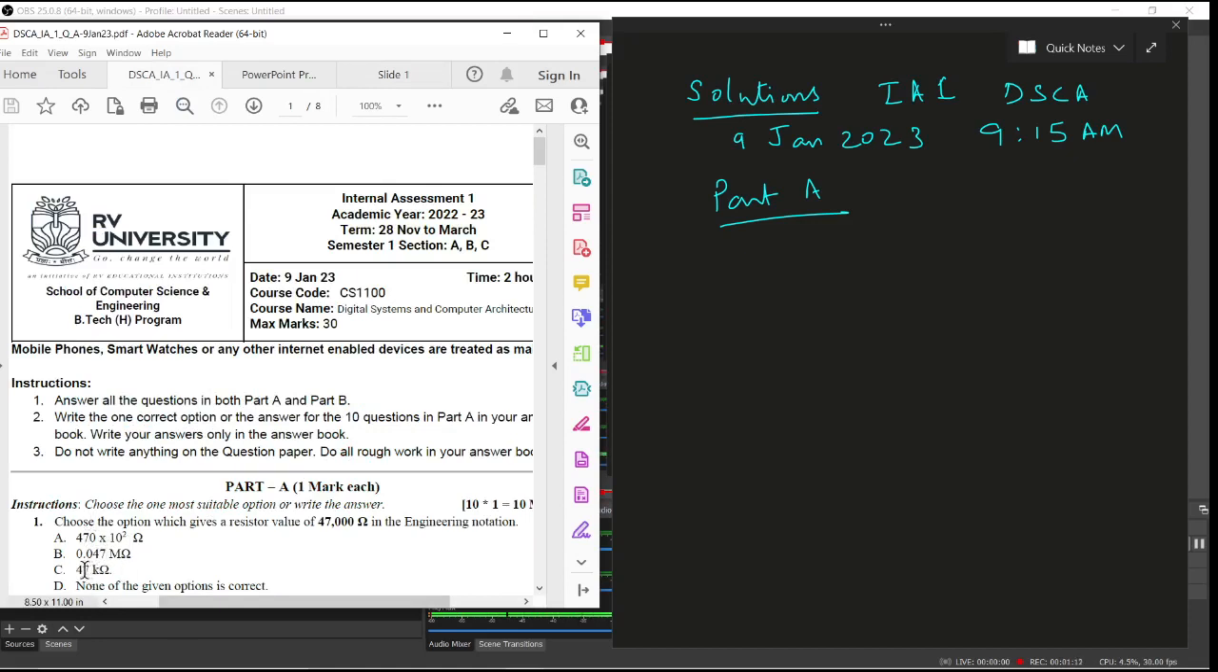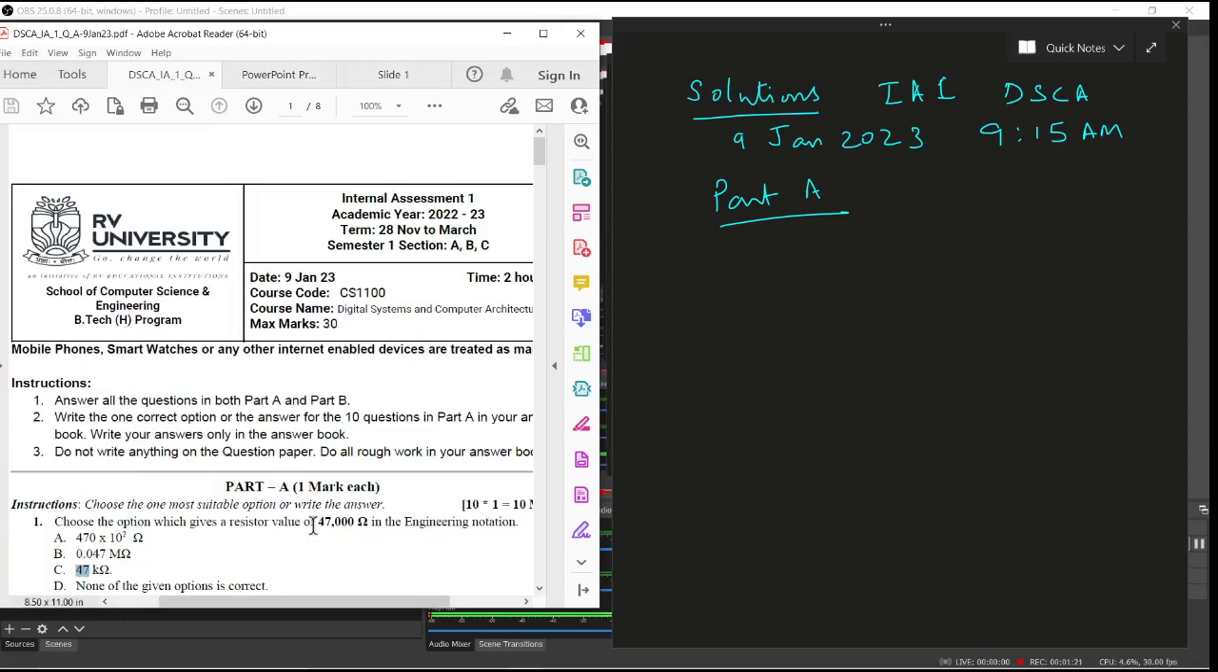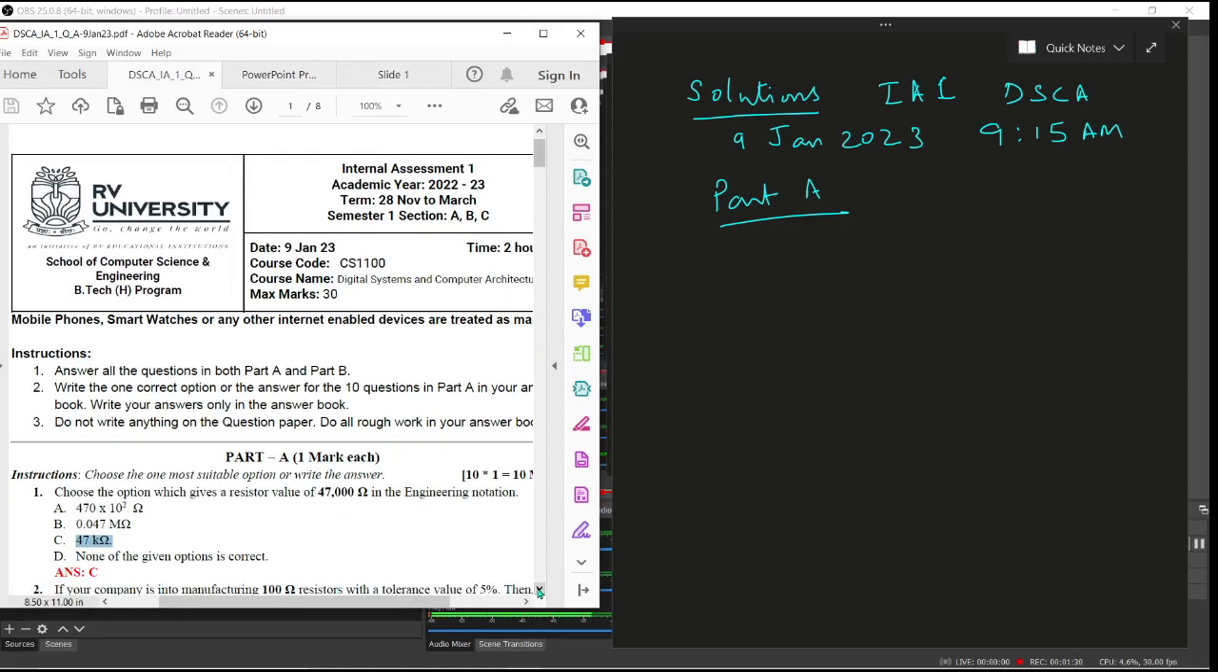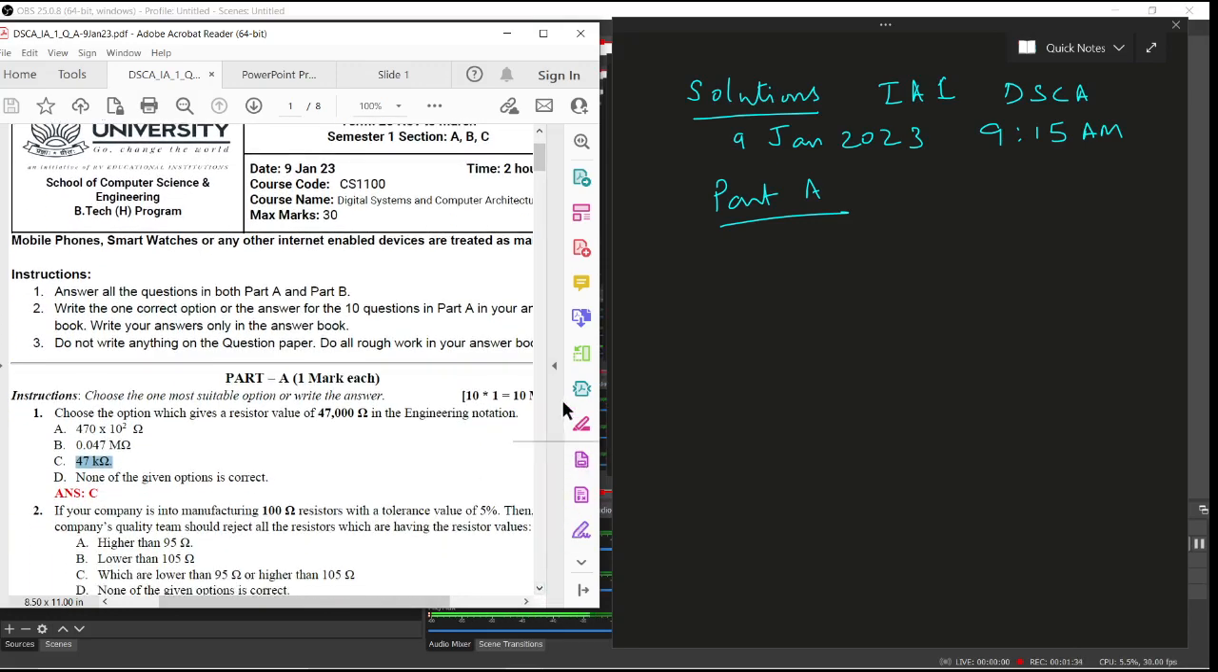It's very easy. 47 kilo ohms gives you a value which is 47, which is within that range. And then kilo ohms, how do you say? 10 power 3. We need to change it into 47 into 10 power 3. And we should not write it as 10 power 3. We should write it as kilo ohm. So this is the answer. C is the answer for this. Now, let us look at this.